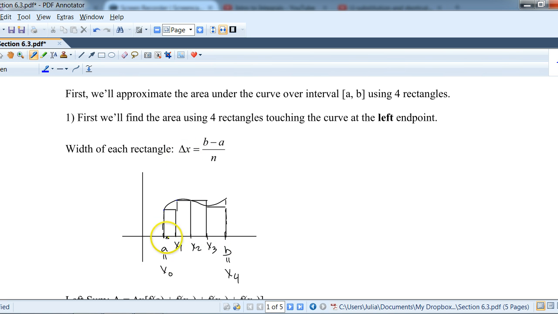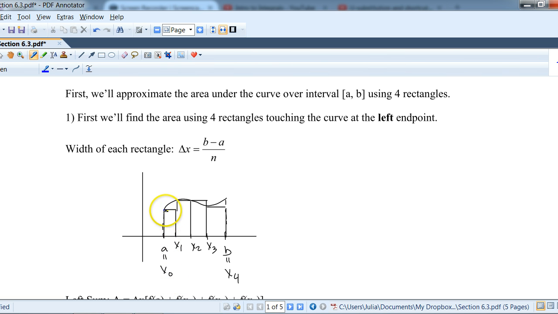Once you find it, then you start at the a, which we'll call x0. Add delta x, you'll get x1. Keep adding delta x to get x2, then x3, and then finally you'll get the last endpoint. So typically we'll have one more endpoint than we have the number of rectangles. So if we have 4 rectangles, we'll have 5 endpoints because we're starting at the x0.